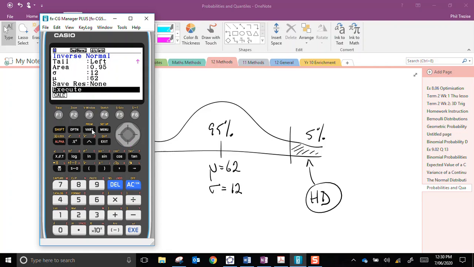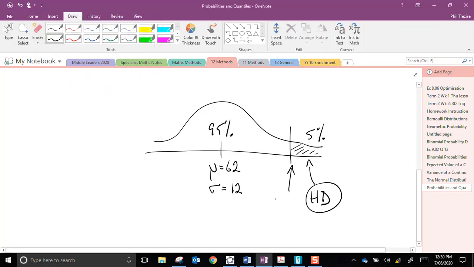Let's calculate that. It looks like 81.7. So my cutoff mark here is 81.7. Anybody who scored more than 80 or got 82 or above, they're in the top 5% of the class. They will get a high distinction. So we would call that the 95th percentile. That's all there is to it, really.